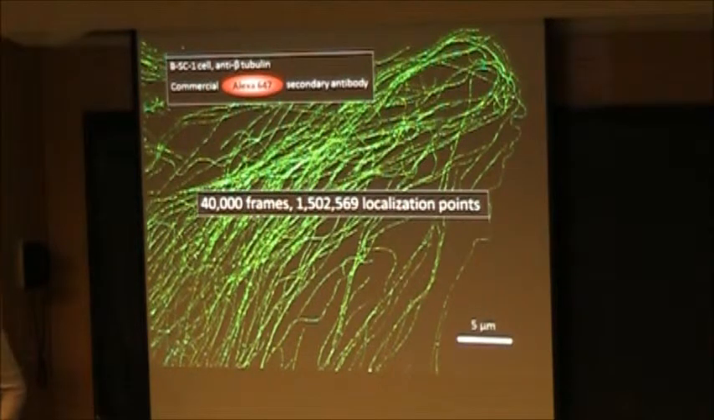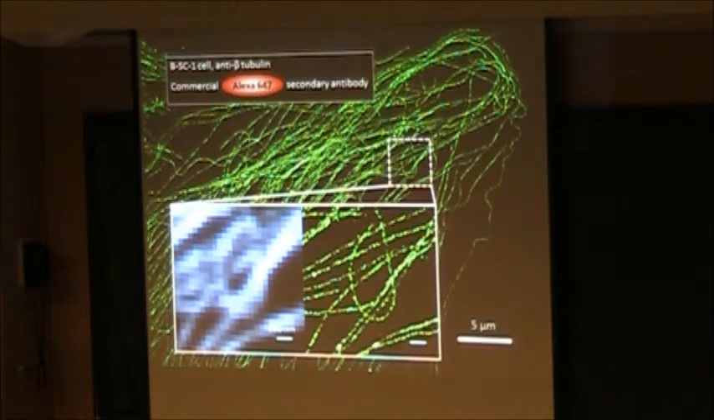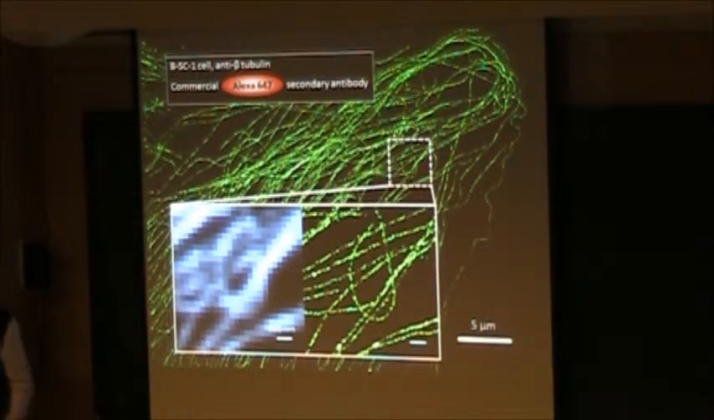This is reconstructed from a total of 40,000 frames of raw data, with 1.5 million single molecule localization points. From the zoomed-in image, we can see the resolution improvement that allows us to resolve individual microtubules.